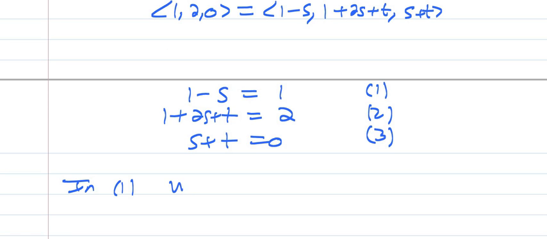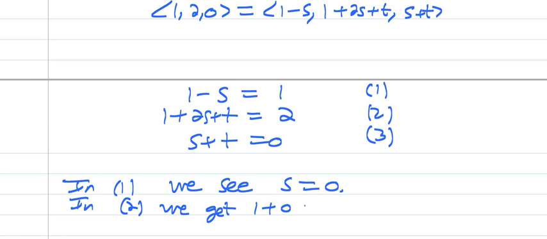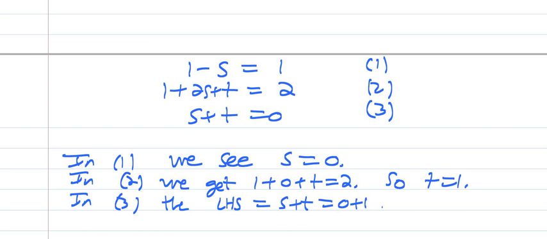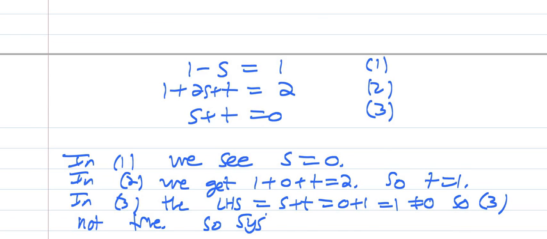In 1, we see s is equal to 0. In 2, we get 1 plus 0 plus t is equal to 2, so t is equal to 1. That's okay to use full sentences. In 3, the left-hand side is equal to s plus t, which is 0 plus 1, which is 1, which is not equal to 0. So 3 is not true. So the system has no solution. So you cannot find a value for s and t to make all of these equations true.